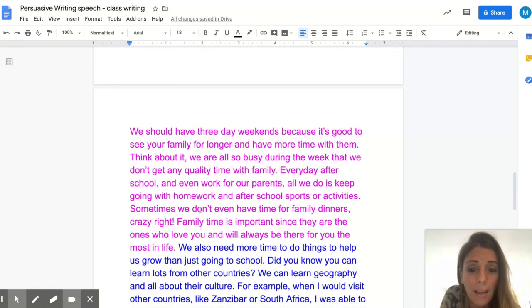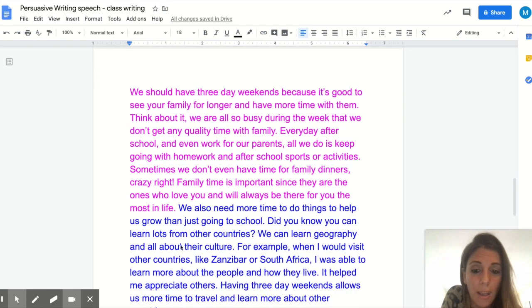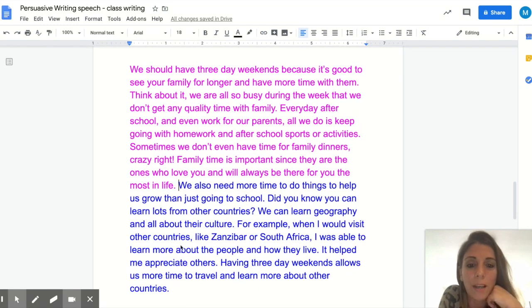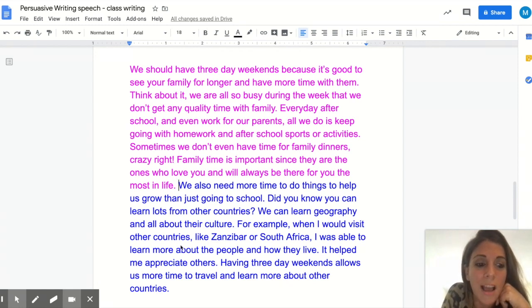So in pink is my original reason, but now I'm adding on in blue right here. So not only am I saying family time is important since they are the ones who love you and will always be there for you the most in life. Now I'm adding on and I'm saying we also need more time to do things to help us grow than just going to school. Did you know you can learn lots from other countries? We can learn geography and all about their culture.